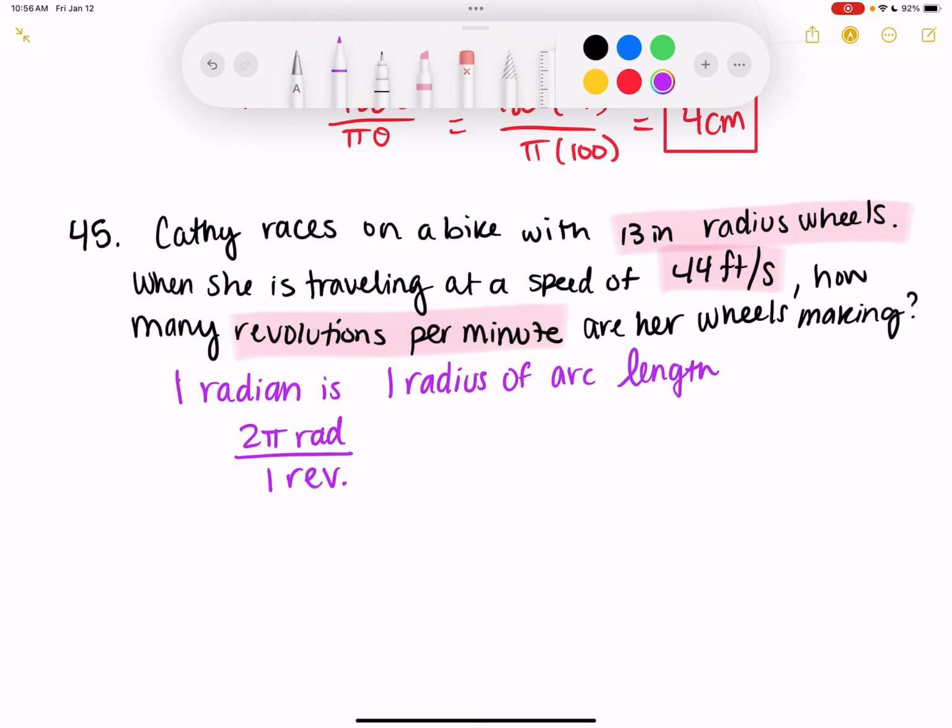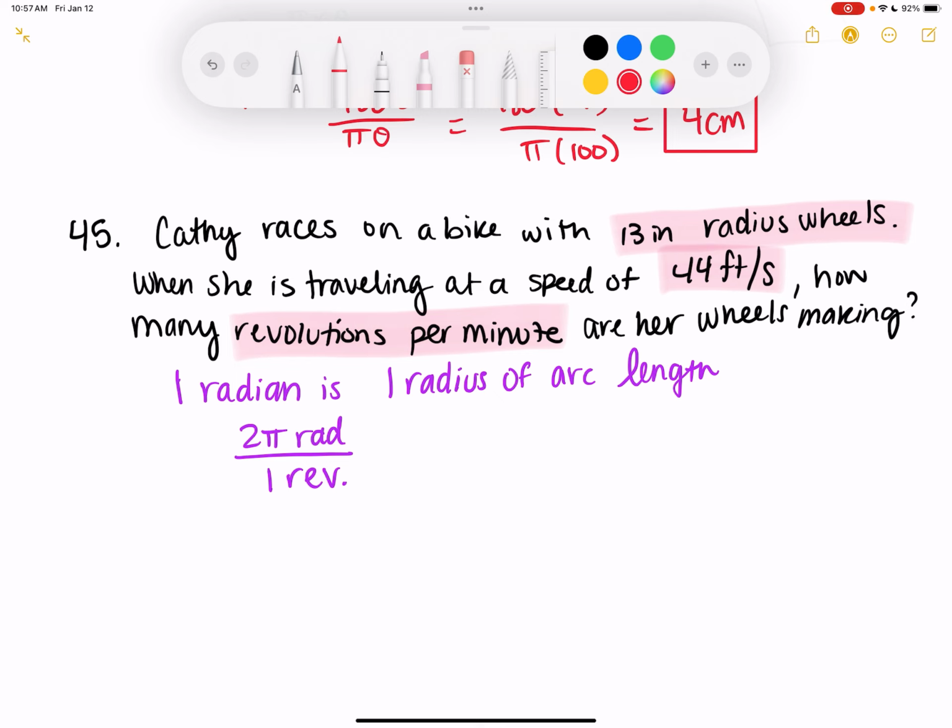Now, there's one other thing that I didn't mention. So I talked about the minutes and seconds, but what else do you notice? Inches and feet. So we're going to need to make a conversion for that as well. So I would start out with this problem going ahead and converting that 13 inches into feet, just because I'm going to need those conversions, and I really don't want to convert 44 feet per second into inches. It makes more sense to convert this smaller one that's just inches by itself to feet.